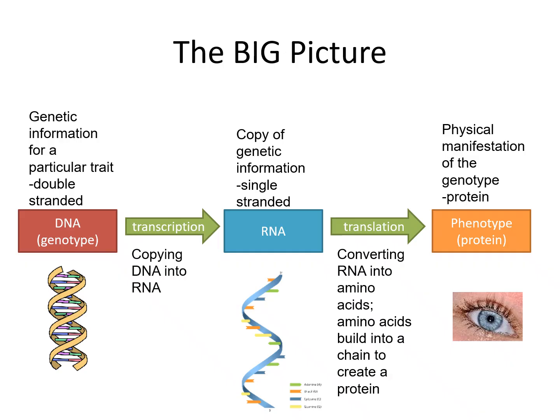The amino acids are going to build on each other to create a protein, and remember, we are reading the RNA, the A's, U's, C's, and G's, 3 bases at a time, called a codon. A codon codes for a specific amino acid. The order of the amino acids is going to determine what type of protein we're producing, and that protein is going to be the physical manifestation of the genotype, the phenotype. So we are going from DNA to RNA to a protein. We are going from a genotype to a phenotype.